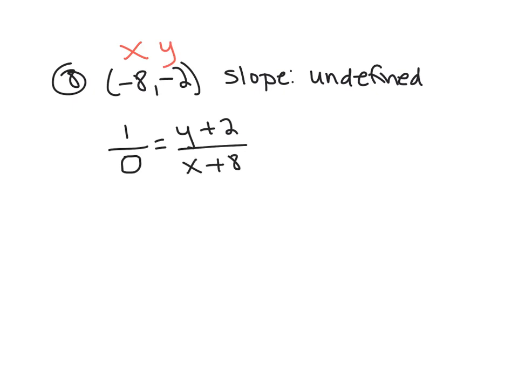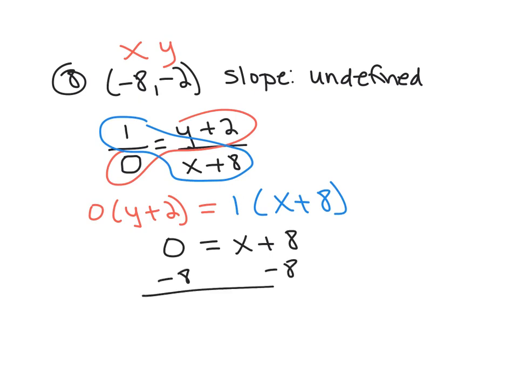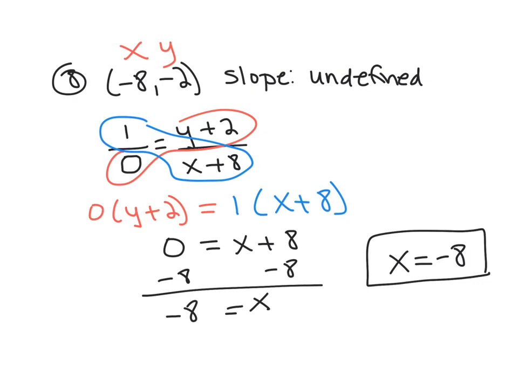x plus 8, cross multiply again. 0 times (y plus 2) equals 1 times (x plus 8). So this time 0 equals x plus 8. Okay, so this is the one situation where instead of the y alone, you have an x. So x equals negative 8. So that is your equation. Because remember, undefined slope and zero slope are those two special ones.